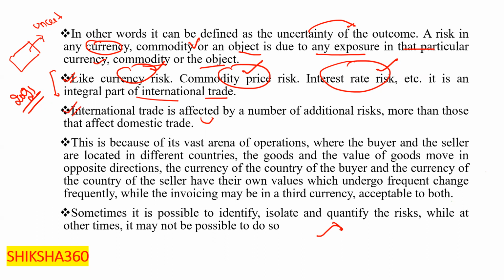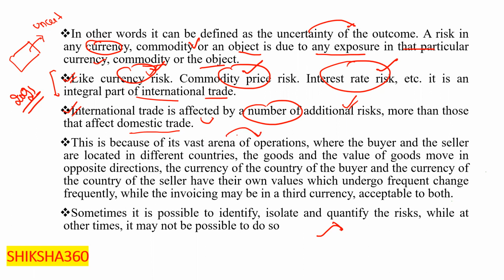International trade is affected by a number of additional risks, more than the domestic risks. Because in domestic trade we will not face any currency risk, since the same currency prevails in the whole country. But in international trade, we have to face that risk. Why? Because of its vast arena of operations.